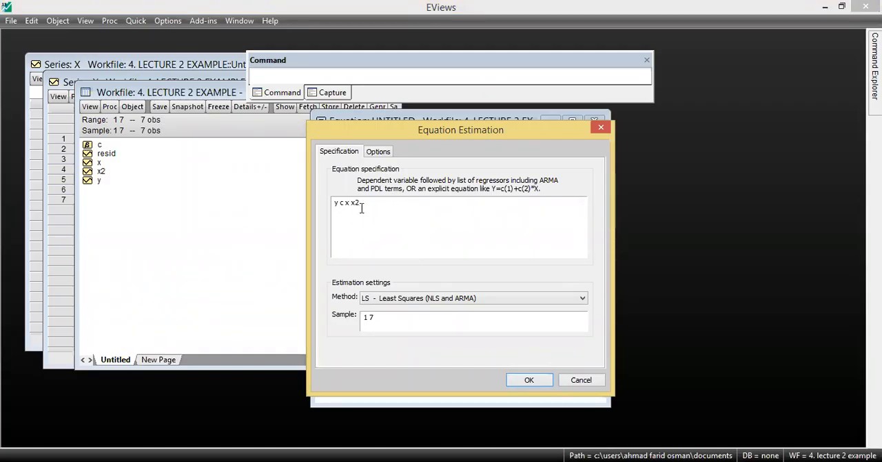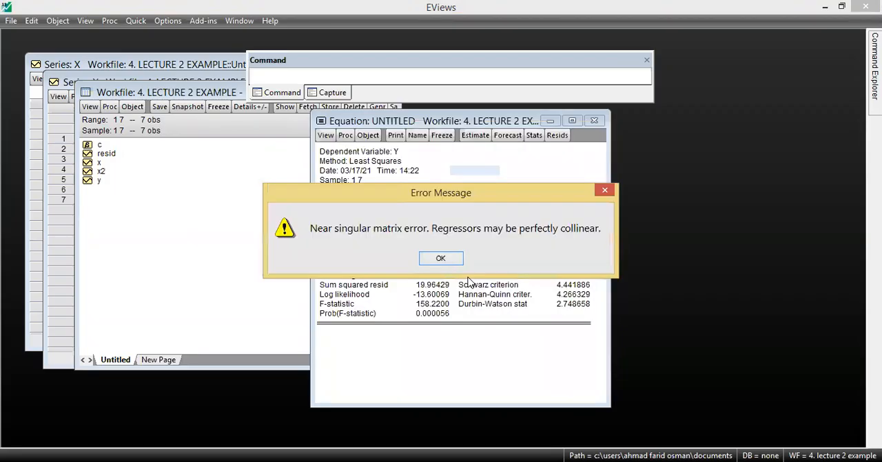We know that x2 is linearly related to x. If you estimate this model, you get an error message: near singular matrix, regressors may be perfectly collinear. In this case, of course, they are perfectly collinear. If you get this message, it means that there is perfect multicollinearity.